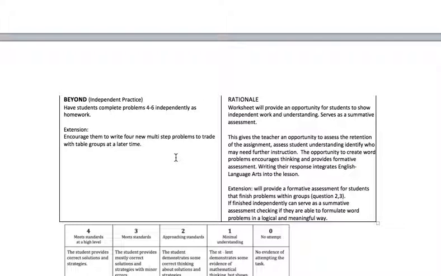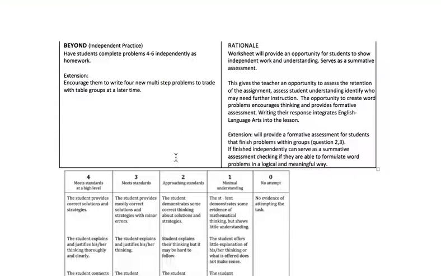This is a great opportunity to figure out if they have grasped the concept or we really need to slow down and reassess where we're at with the lesson. The opportunity to create word problems encourages thinking and provides formative assessment for the students, and writing their response integrates English language arts into the lesson. The extension will provide a formative assessment, and the last questions, 4 through 6, will be a summative assessment, and they will be graded with the rubric that I've also included.